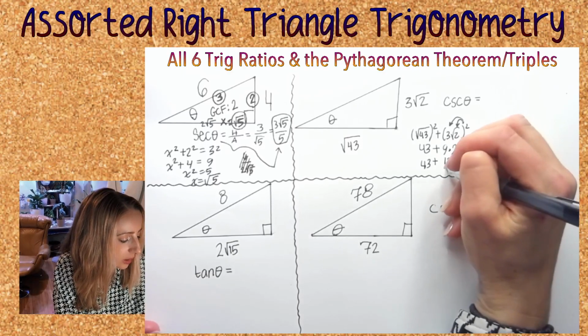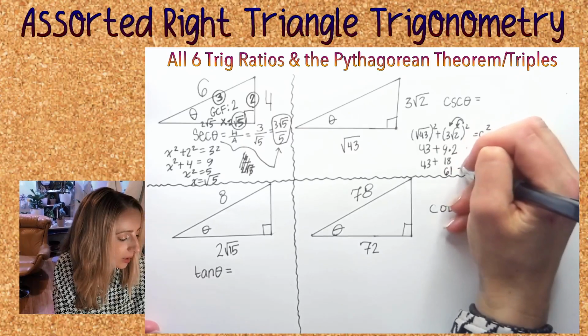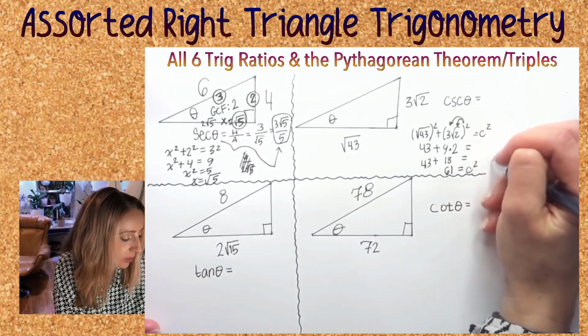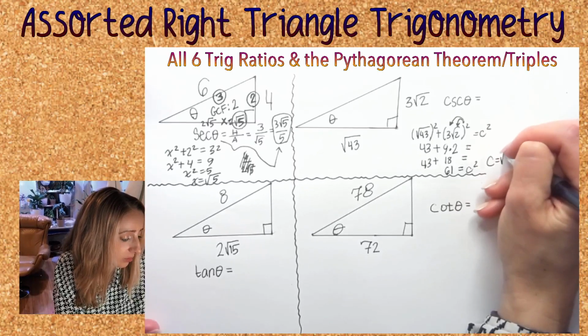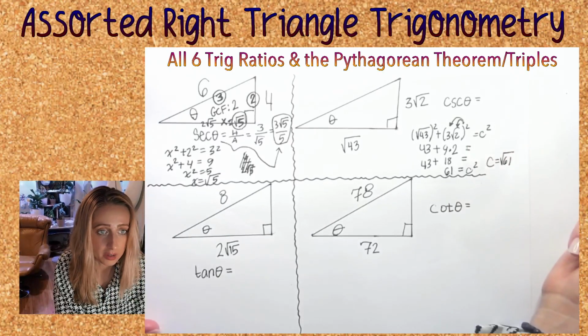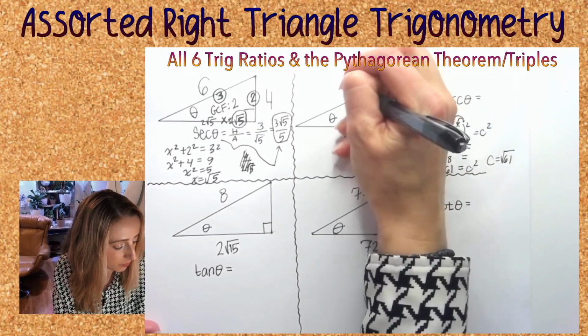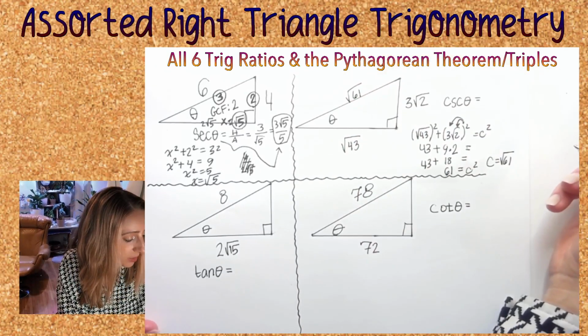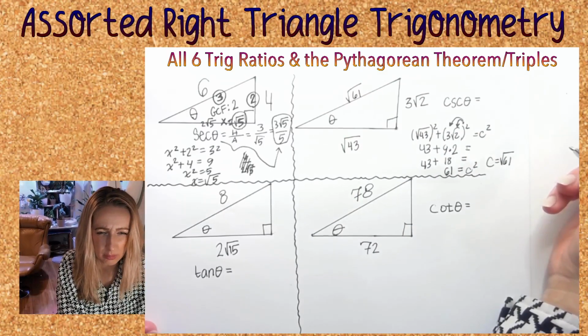So 61 equals c squared. So that means c equals radical 61. That's it. Sometimes you get gross numbers like that. That's okay. All right.